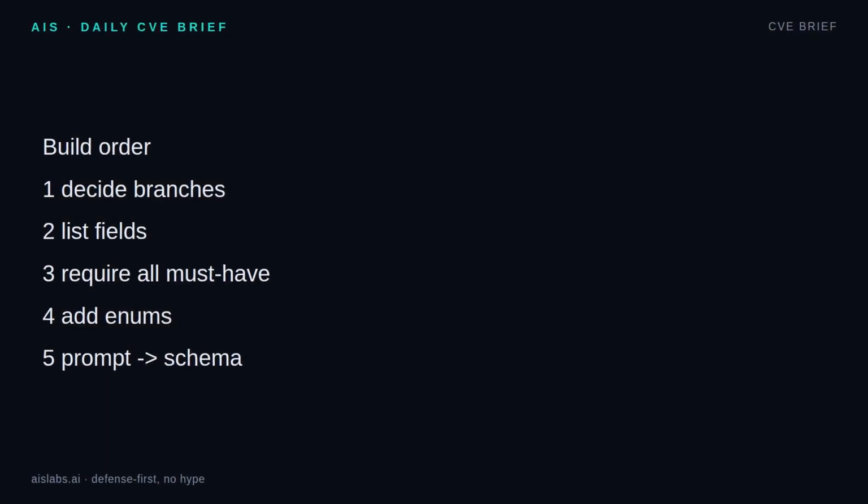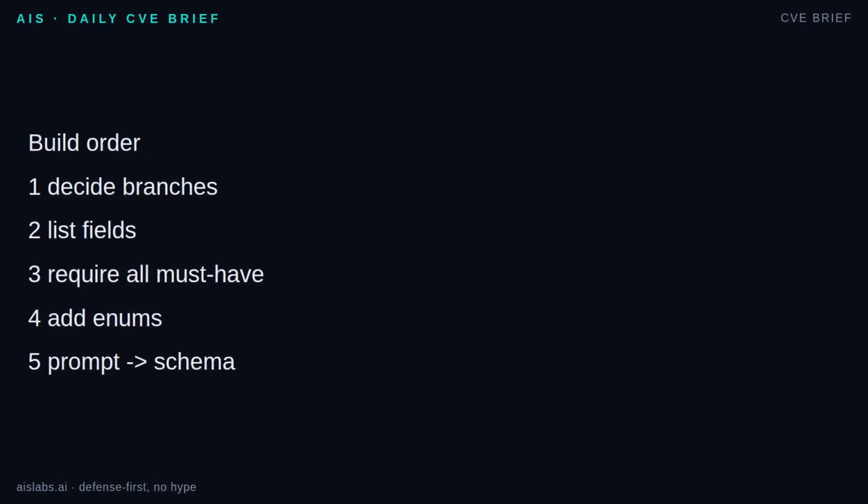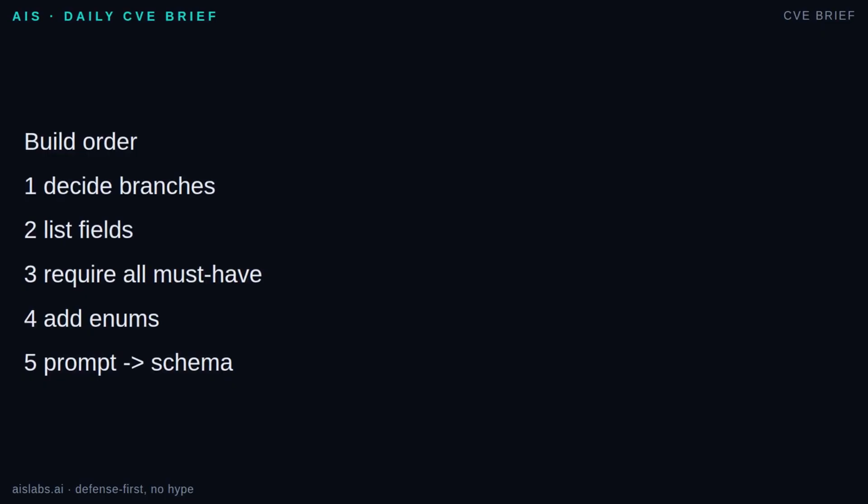Build it in this order. First, write the branches your program needs. For example, approve, reject, escalate. Second, list the data fields the branch needs, a short reasoning summary, the decision, and the message to show a human. Third, mark every must-have field as required. Required does not make the model correct, but it forces the model to address the slot instead of silently skipping it.